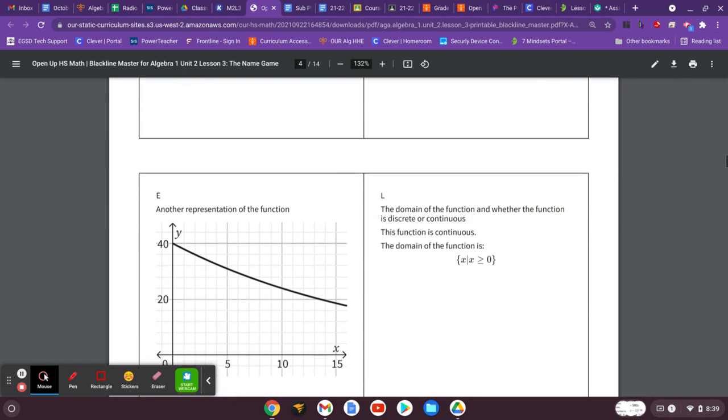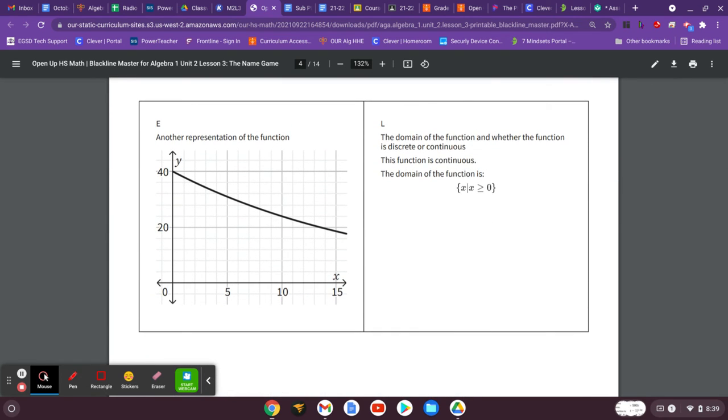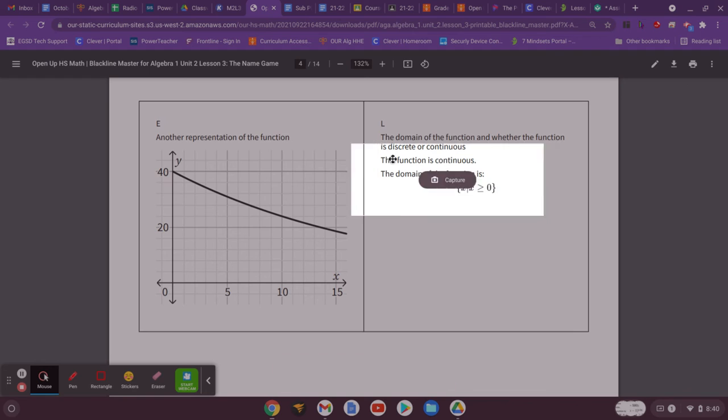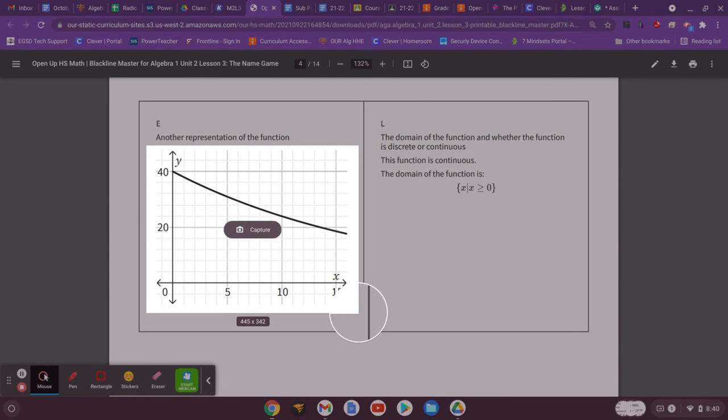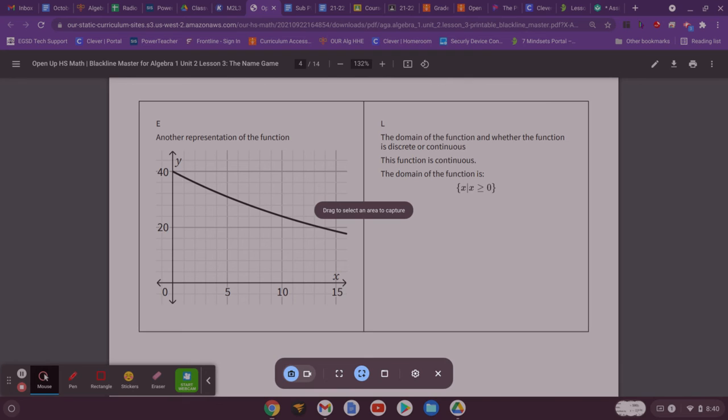So 7, we have a slow exponential. We actually have the graph given to us. And if you're looking, it starts at 40 and is decreasing each time. And that's what's going on.